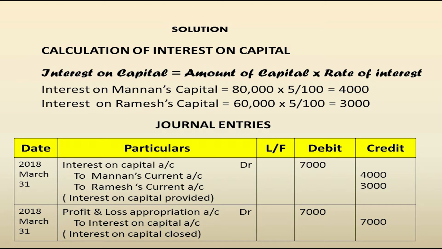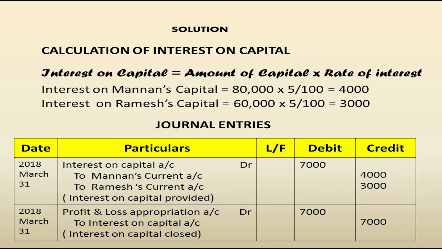Let's look at the journal entries. We prepare the format: date, particulars, ledger folio, debit, credit. 2018 March 31st is the date. First we write interest on capital account, debit, to Manan's current account and to Ramesh's current account. The narration which we will give is interest on capital provided. In the debit is the interest on capital account; we are debiting this because it becomes an expense for us, so we have to give back. We put over here 7,000, and their amounts are 4,000 and 3,000. Then this is interest on capital provided.